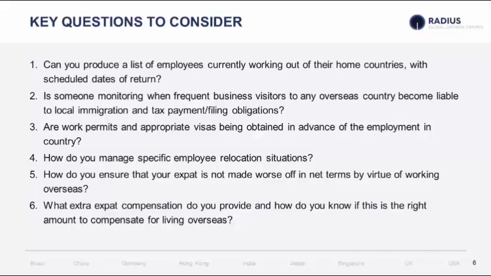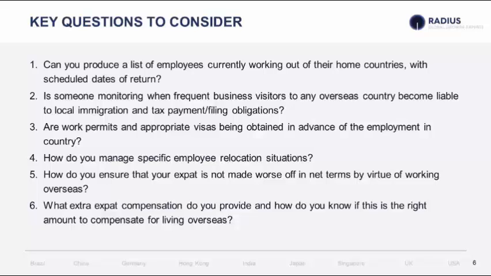The next point is, are work permits and appropriate visas being obtained in advance of employment in a country? This is relatively straightforward, and yet sometimes is underestimated, especially in regards to the timing it takes. Point number 4, how do you manage specific employee relocation solutions? This talks about particularly situations regarding a group or project-based assignment. Are there specific provisions for certain types of workers versus others, which you may need to consider?